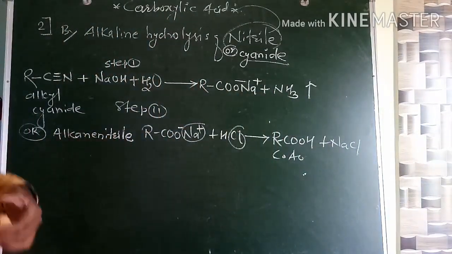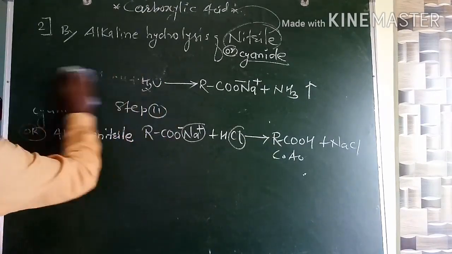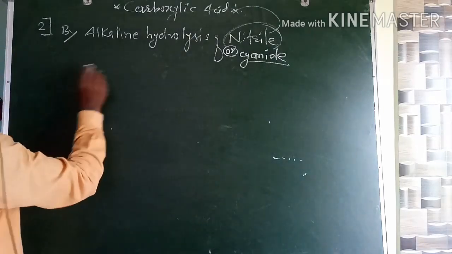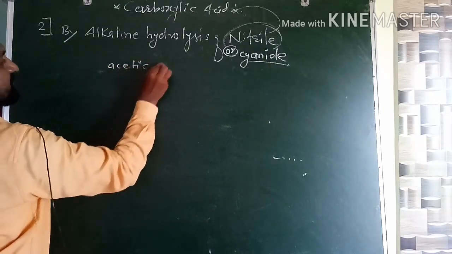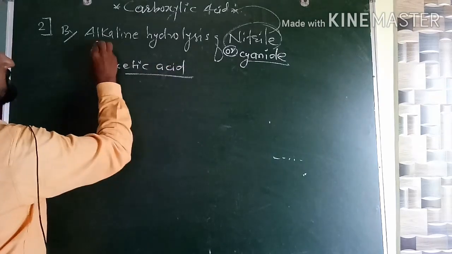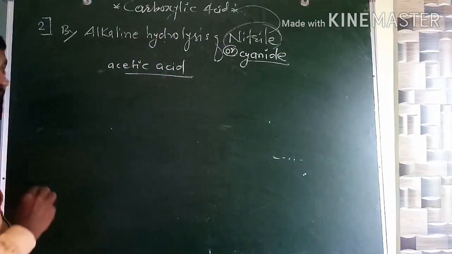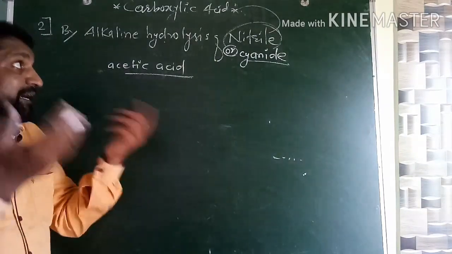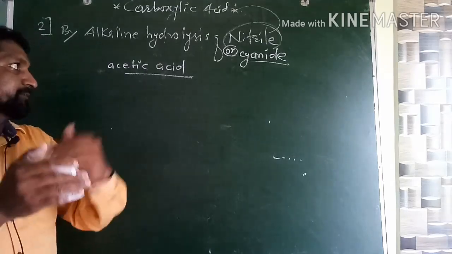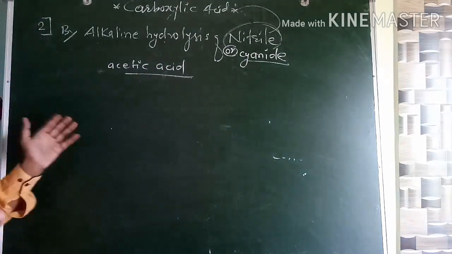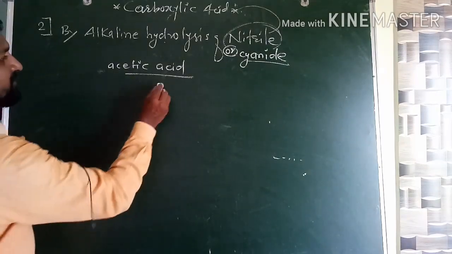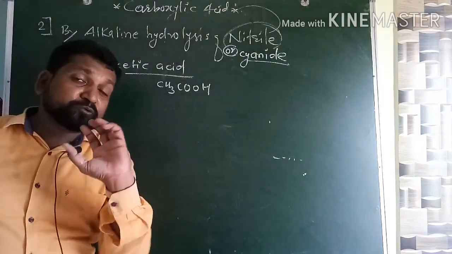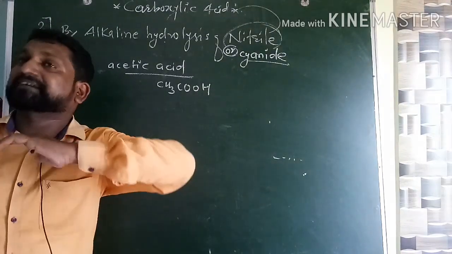Now let us write one example. Listen to the question: how will you prepare acetic acid by alkaline hydrolysis of nitrile? What is important here is how to select the starting material, meaning the reactant for the preparation of acetic acid. We know acetic acid, CH3COOH. I want to explain how to decide the starting material so that you can write every reaction.